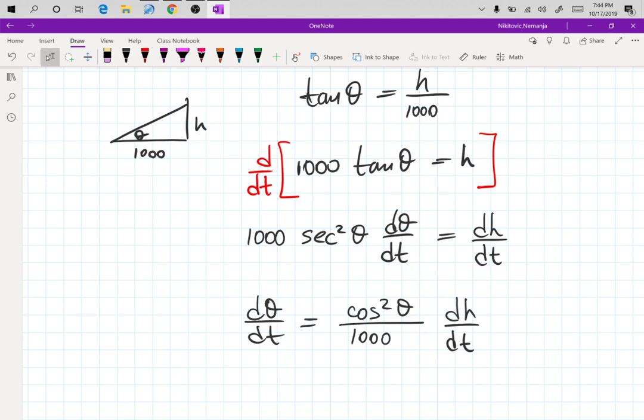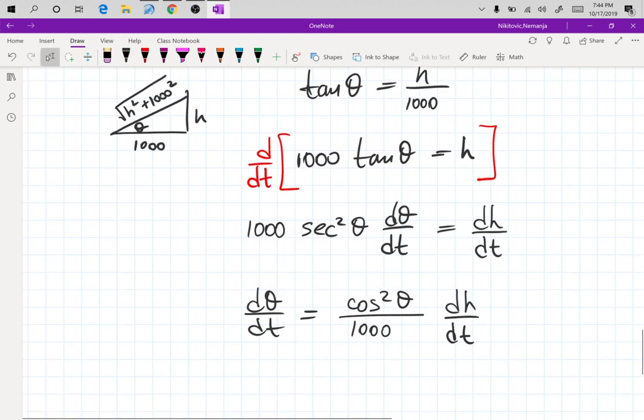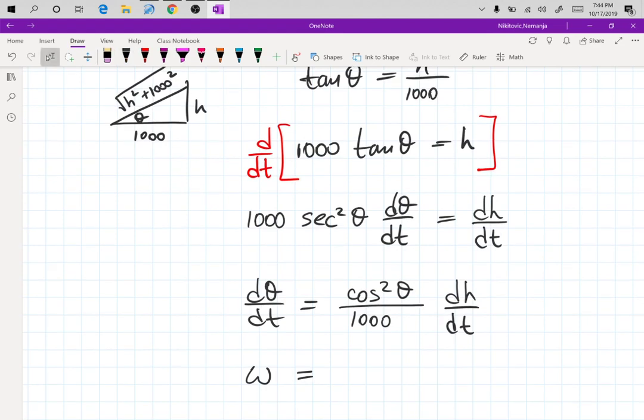Now, what's cosine theta? Well, go back to the triangle, figure out the hypotenuse, because it's adjacent over hypotenuse. So what's our hypotenuse over here? It's the square root of h squared plus 1,000 feet squared. So, d theta dt is now our angular velocity omega, which is what we were looking for. What is the cosine now?